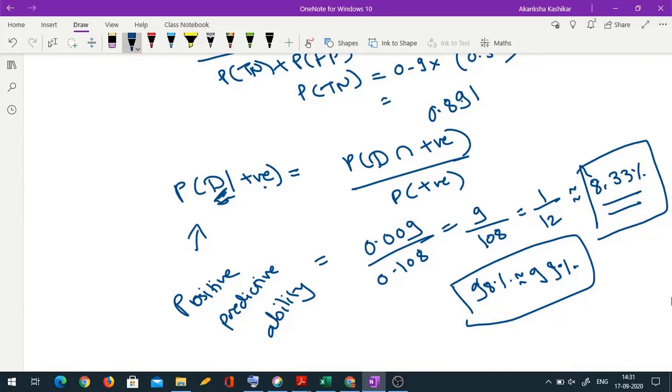Is it okay? Let me stop here. Go through this example again, try to mark things, and we will continue in the next lecture.